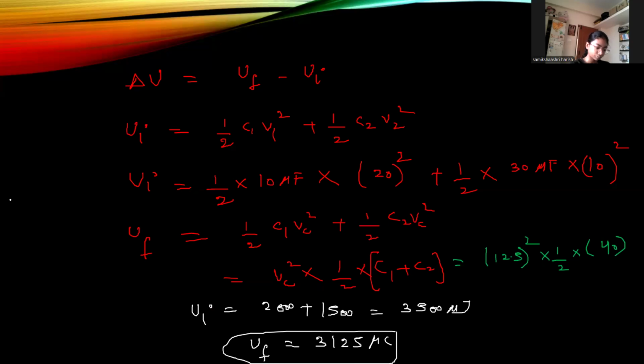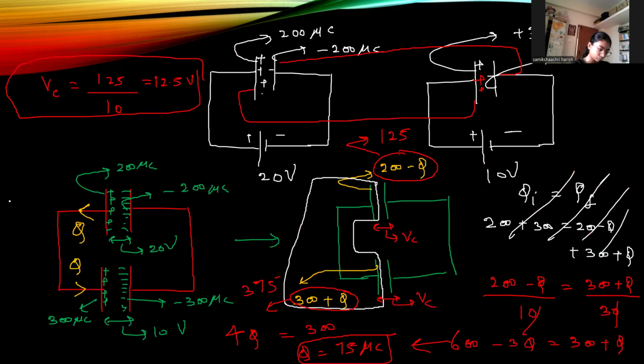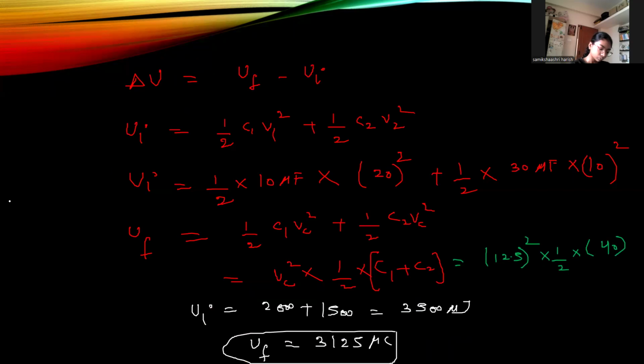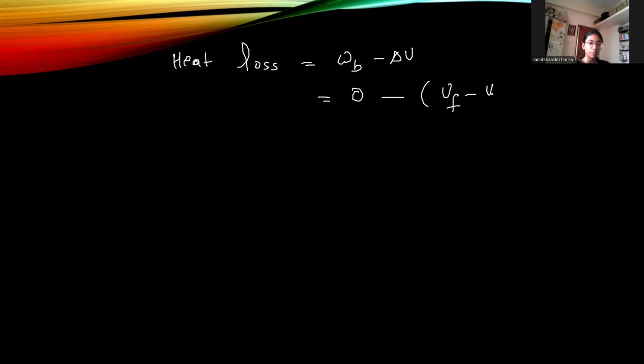Yes, sir. Now, once you connect these two plates, do you see any work done by the battery? Do you see any battery role here? No. So heat loss, yesterday we have learned, heat loss is the work done by battery minus the energy stored in the capacitor. So there is no work done by the battery. So it will be UI minus UF.